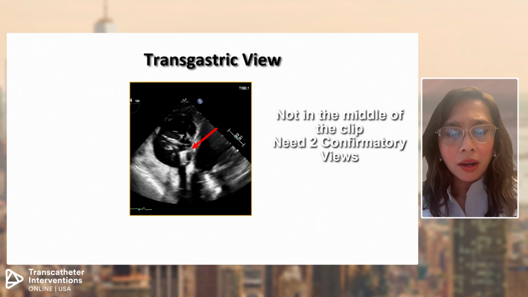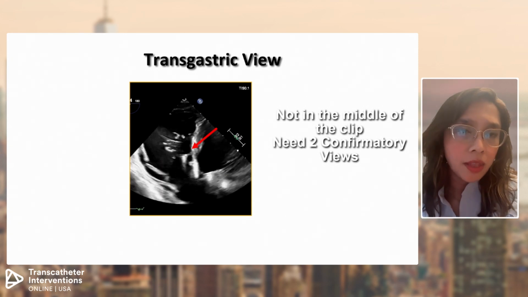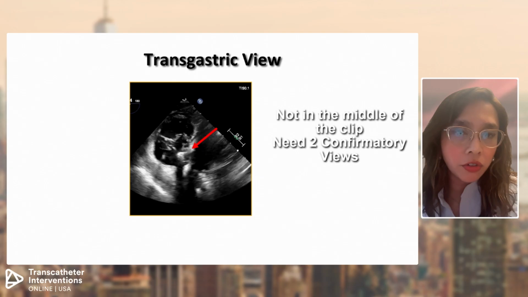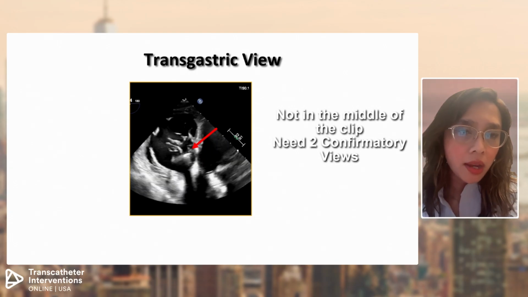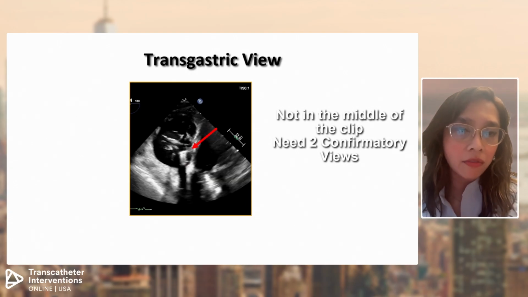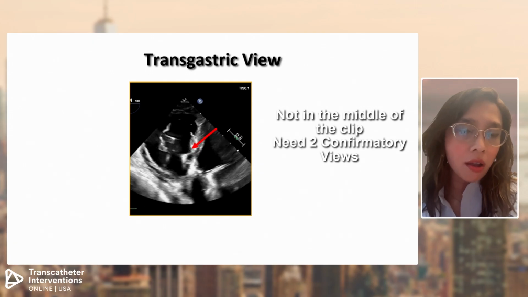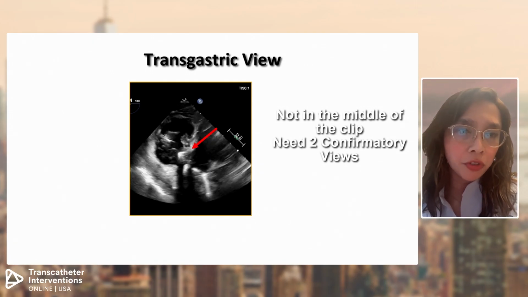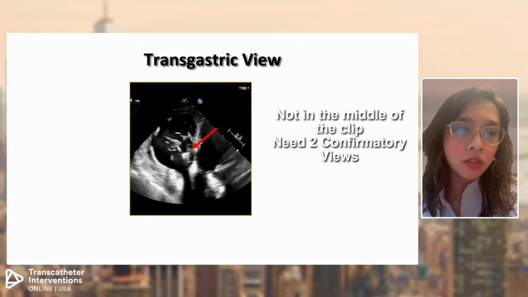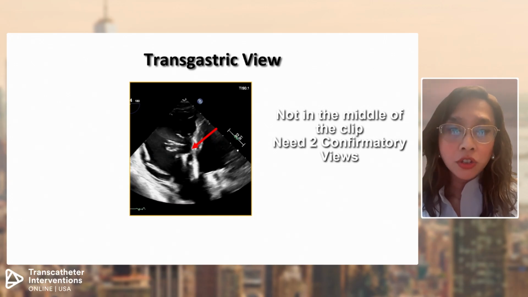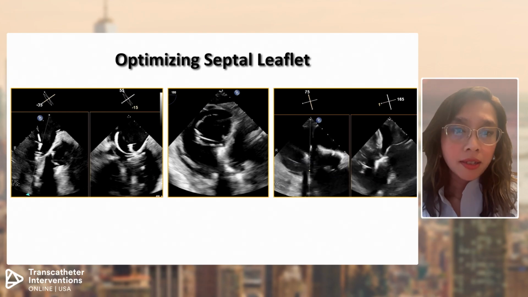But one key thing that I've learned, and we have learned as a team, is that we're not only dependent on the 3D ICE, we go back to the TEE looking at the transgastric view. And as Edwin has shown, you really want to have the two leaflets in the middle of the clip. And we've really gotten caught by this, and we need two confirmatory views. And you can see that the septal leaflet is not in the middle of the clip. And so we went back, next slide, in terms of optimizing the septal leaflet.